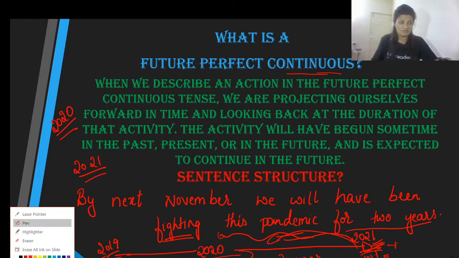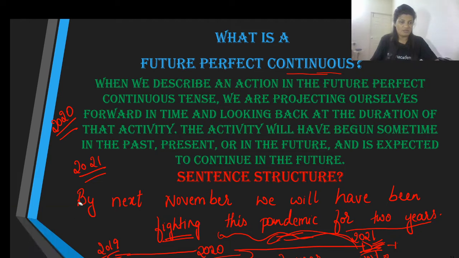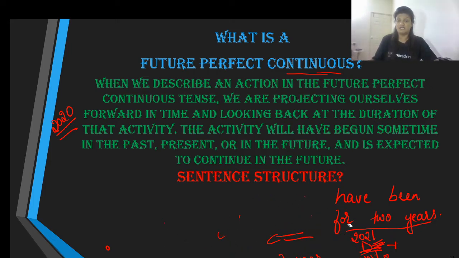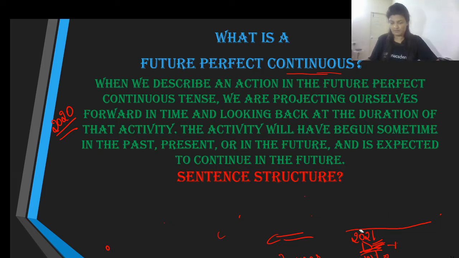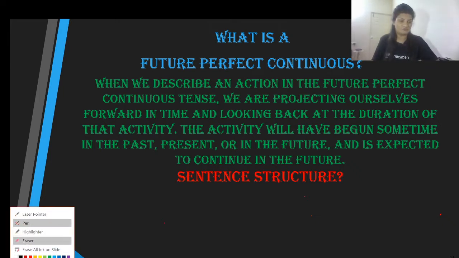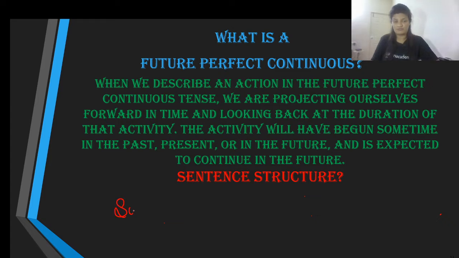So this is about our... okay, let me just erase this so that we can discuss the sentence structure. So this is our future perfect continuous tense. What kind of sentence structure are we going to use? Well, if you remember all the sentence structures that we discussed while we were learning about tenses, we always started the sentence structure with a subject. So even this begins with a subject.